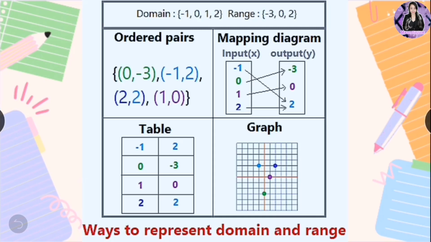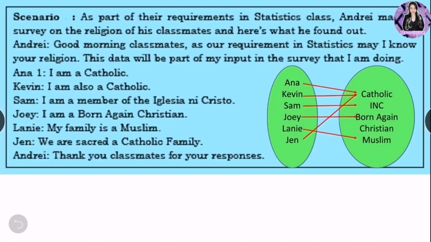In mathematics, we can represent functions in different ways. It can be represented through words, tables, mappings, equations, graphs, and ordered pairs. We said that for a relation to become a function, the value of the domain must correspond to a single value of the range. Let's read this following scenario.